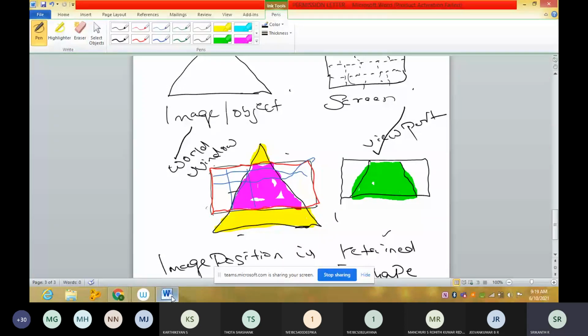When we are moving the object from the world window to the viewport, its position will be retained. So what will be changed is the size of the geometric object. It will increase or it will decrease, guys. There will be some alteration with respect to the object in the viewport. It won't be the same with respect to world window and viewport. There will be some alteration with respect to the shape, means there will be increase or decrease. So this type of transformation is called scaling.